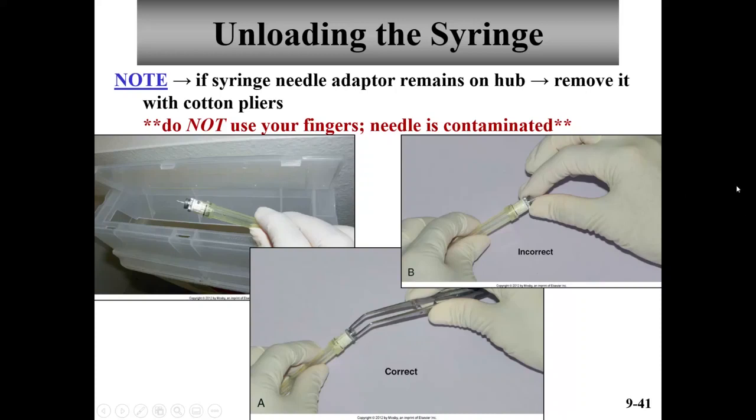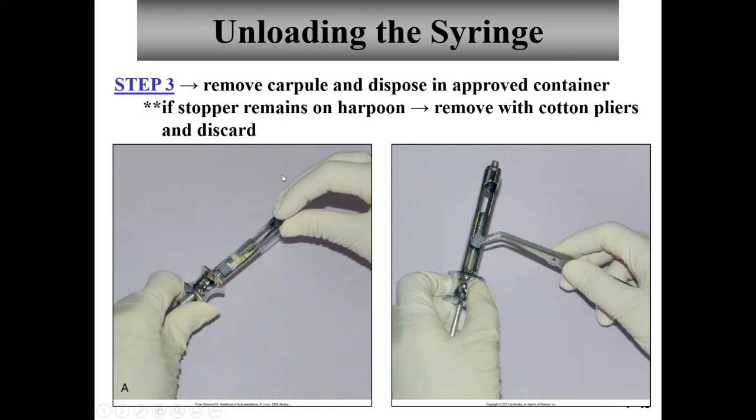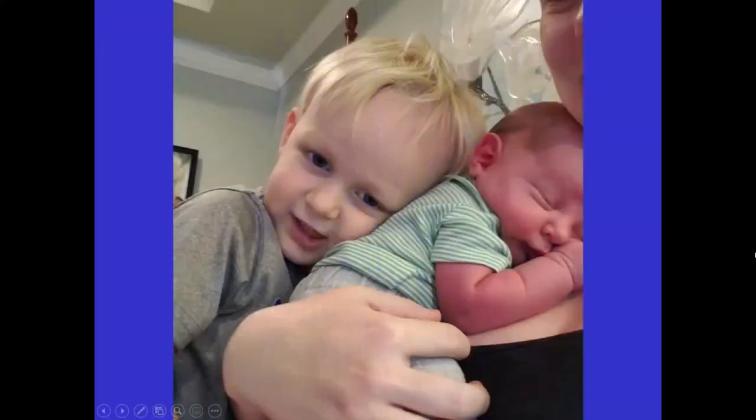After you've thrown the needle away, you're going to take the carpule out. You retract the piston, take the carpule out, and you put the carpule in the sharps container as well. If the rubber stopper remains on the harpoon, then you don't use your fingers, but get cotton pliers or a hemostat and remove the rubber stopper, and the rubber stopper goes in the sharps container as well. When that happens, you know you were really well engaged. That means your harpoon was where it was supposed to be. Okay? So that is the end of this lecture.